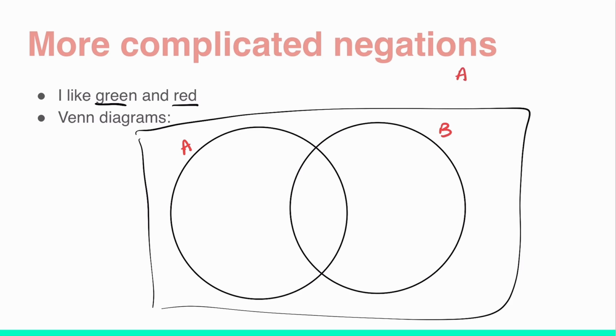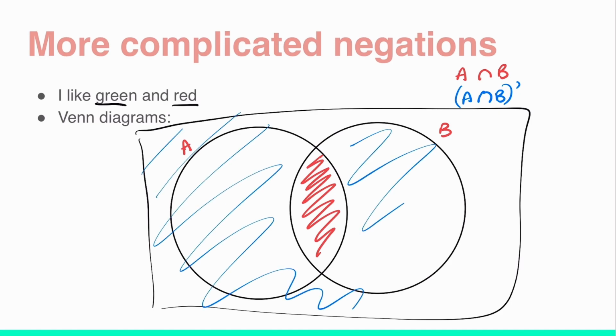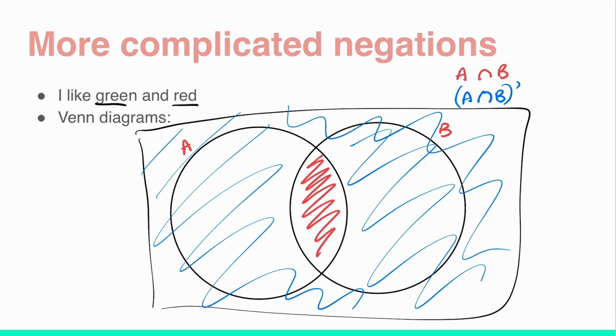So if I have A and B, the intersection of them, if I want to then consider what is the negation of that, so what is the opposite to it? Now what I can see is the opposite to A and B, so not that, would be everything except for that part of the red. Now what is that also? What is another way to write it? You might remember this from set notation when we did that topic. So this is actually the same as saying not A or not B.